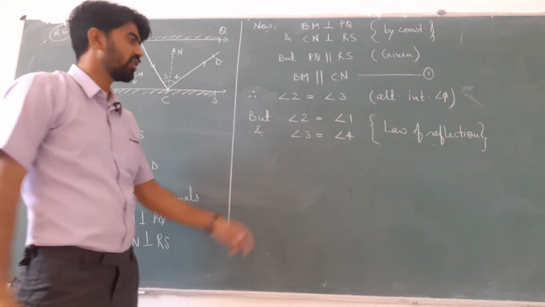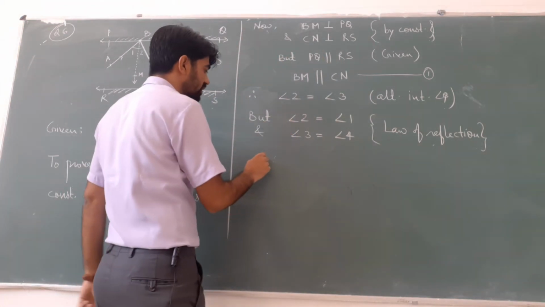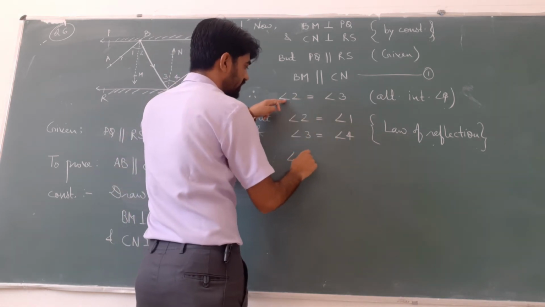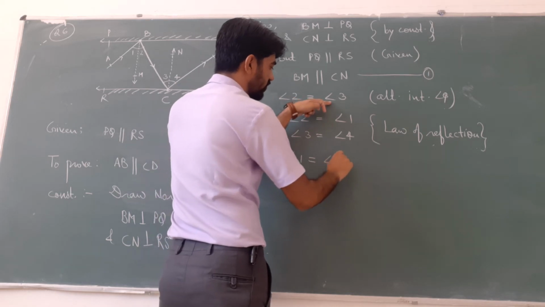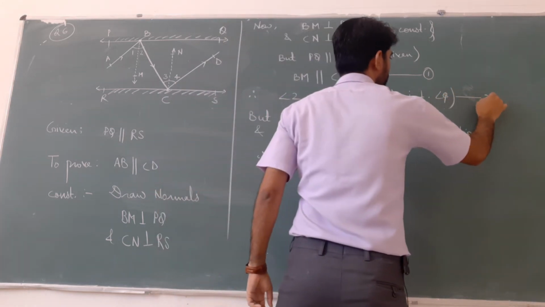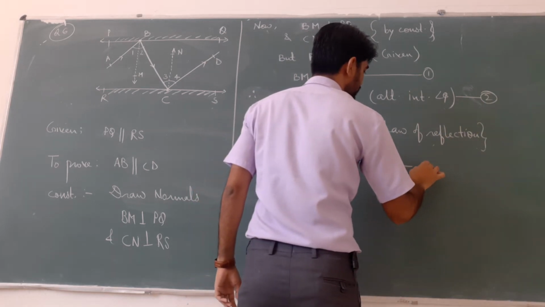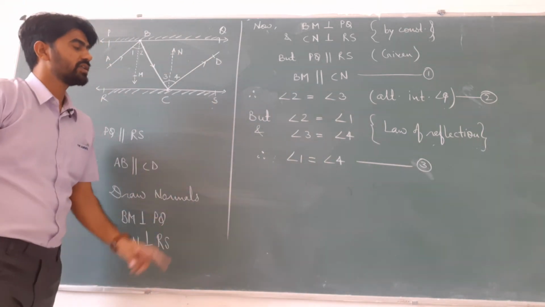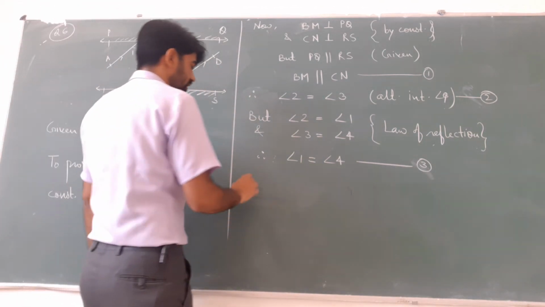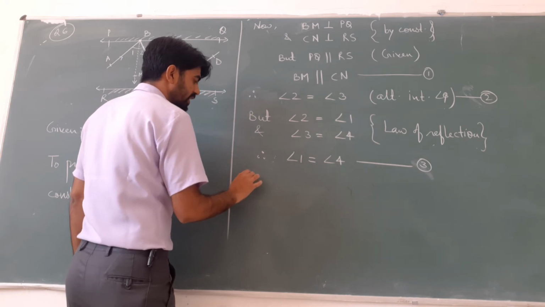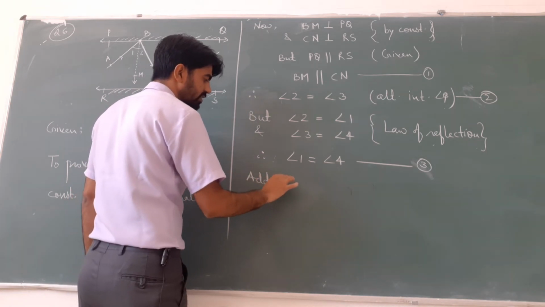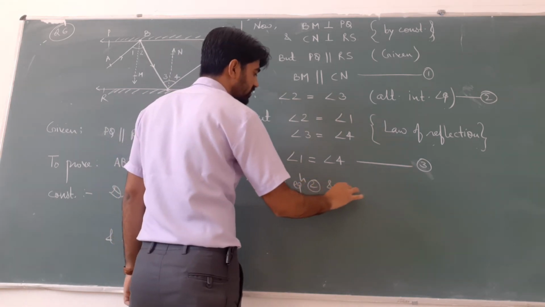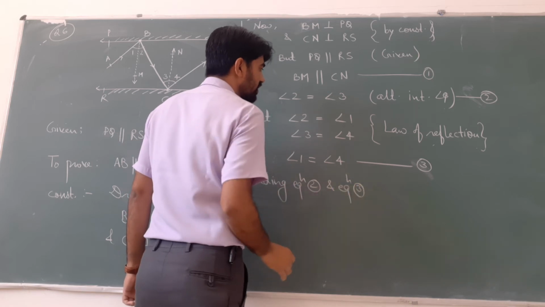Okay, this is law of reflection. Therefore, in place of angle 2 we can write angle 1. Angle 1 is equal to, in place of angle 3 we can write angle 4. Give this as equation 2 and this as equation 3. Okay. Now add equation 2 and 3. Now adding equation 2 and equation 3, we get what?